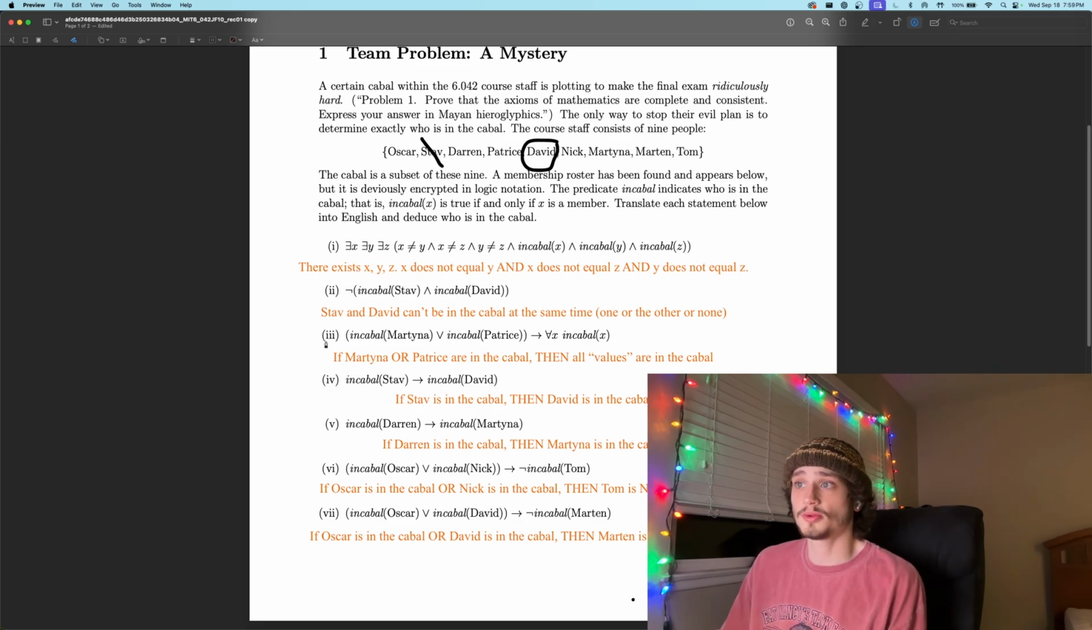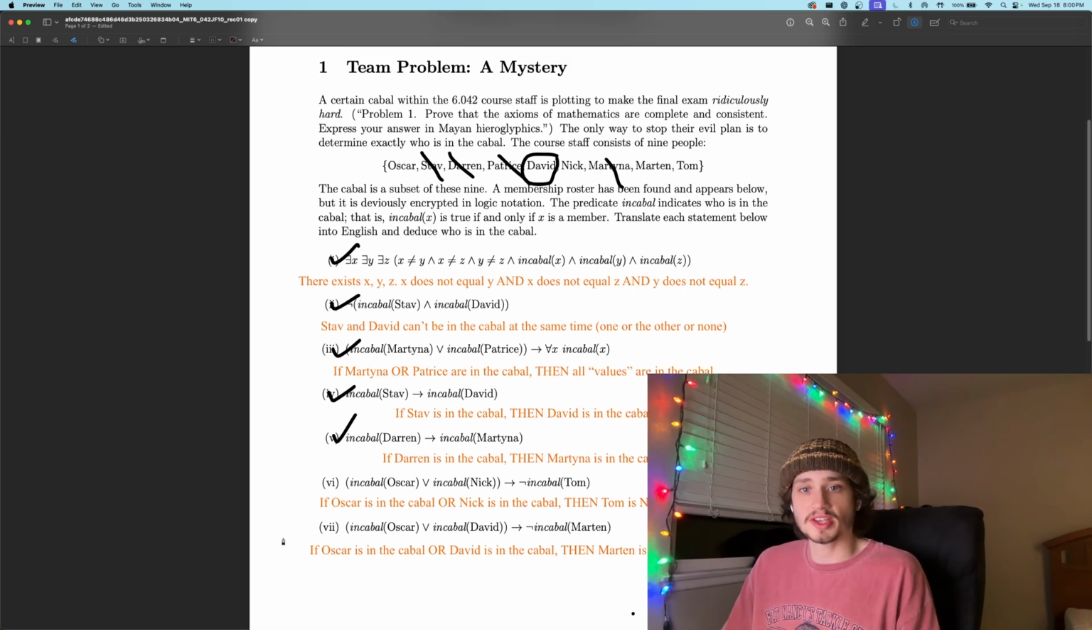Let's go ahead and move on to problem 3. If Martina or Patrice are in the cabal, then all of the values in the set are in the cabal. Well, we already know from problem 1 that there are only 3 entities or values that we are trying to identify as cabal members, so not everyone can be in the cabal. This just means that neither Patrice nor Martina can be in the cabal. Moving on to number 5, if Darren is in the cabal, then Martina is in the cabal. Well, we know that Martina is not in the cabal, so we can infer that Darren is also not in the cabal. I'm going to jump to 7 because we have a familiar face we've already talked about, David. If Oscar's in the cabal or David's in the cabal, then Martin is not in the cabal. Well, we know that in cabal David is a true statement. David is in the cabal, so that must mean that Martin is not in the cabal.